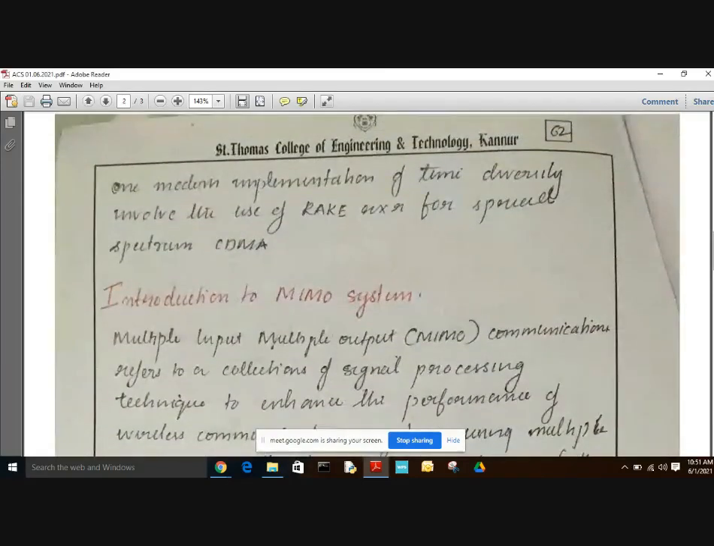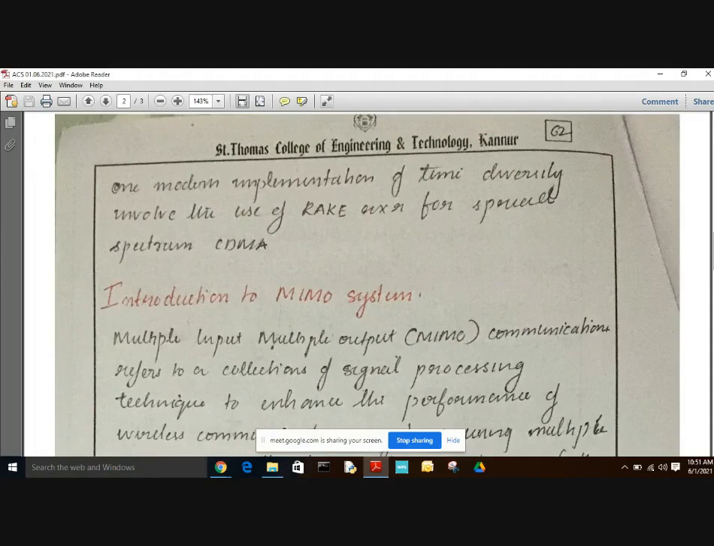One modern implementation of this time diversity involves the use of the rake receiver for spread spectrum CDMA. The main objective of the rake receiver is to collect all the time-shifted signals, and after collecting them, we get the correct signal, that is, the transmitted signal. The rake receiver is used for collection of all time-shifted signals that pass through different propagation channels, like one reflected path, one diffracted path, one scattered path.